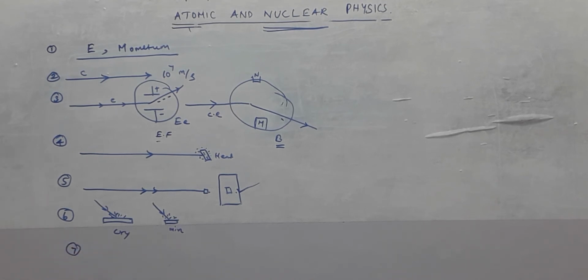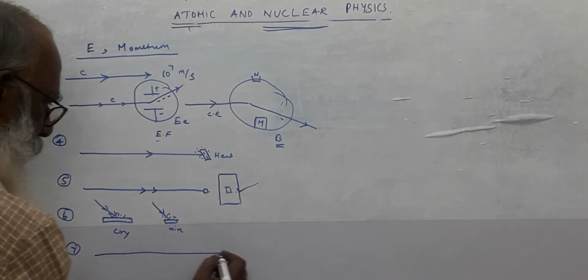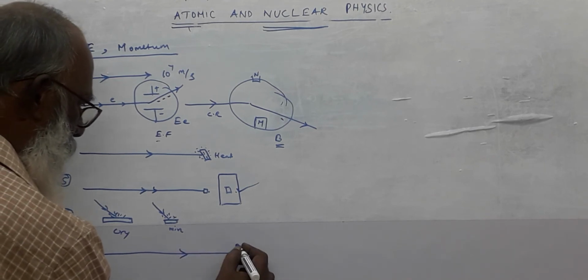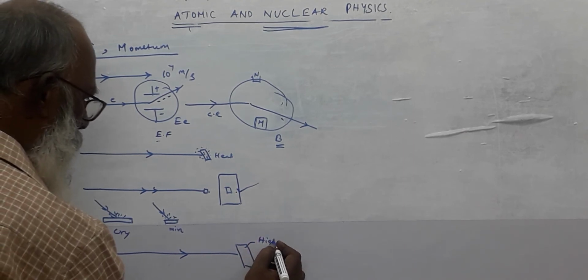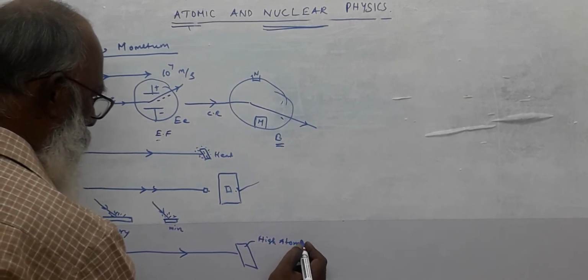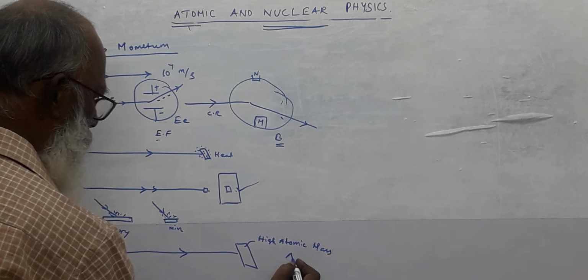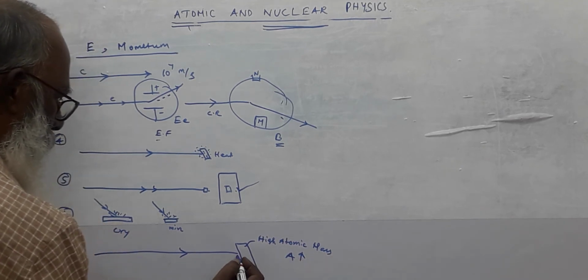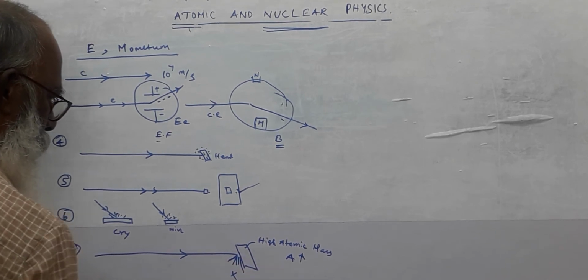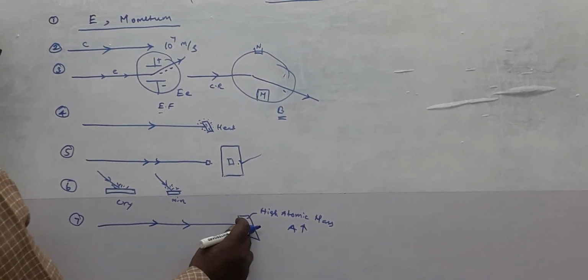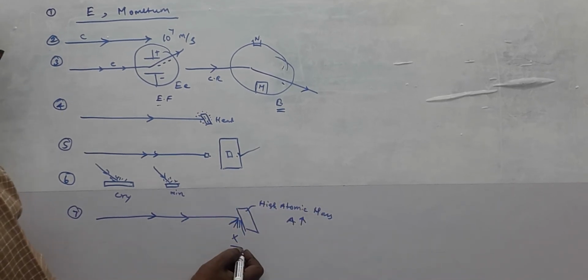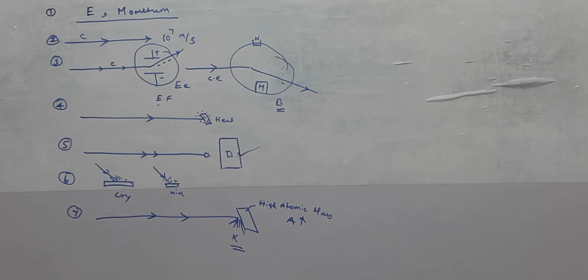Seventh important point. When the cathode ray hits a material of high atomic mass, that means A is high, then X-rays are produced. We already studied this in the previous chapter. Whenever the cathode ray hits high atomic mass materials, X-rays are produced.